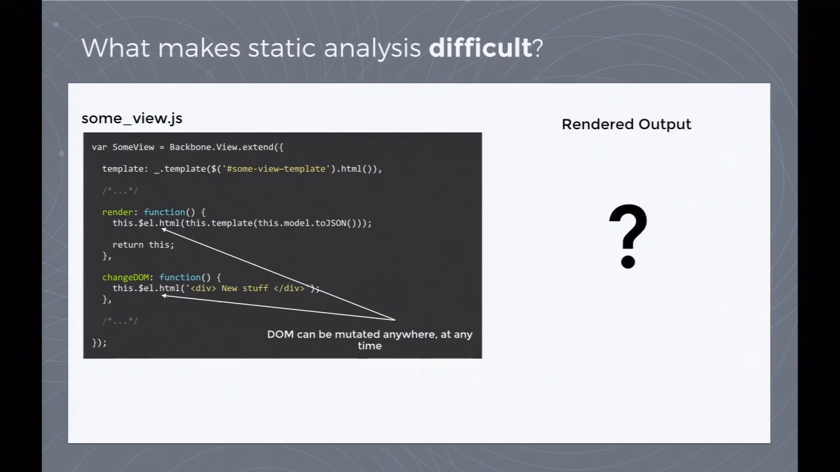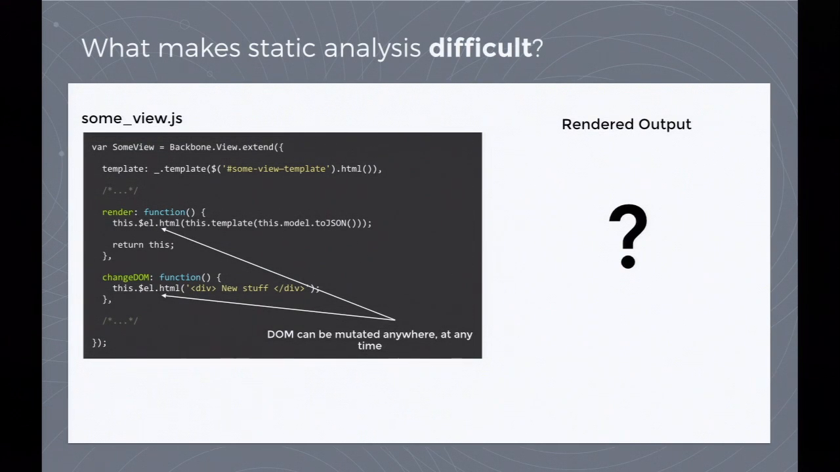So that could be within the view itself. It could be in client code. You have no consistent way, just by looking at a file, to know what visual representation you're going to see. So technically speaking, its rendered output is not a pure function of its input data. And it can't really be known until runtime.